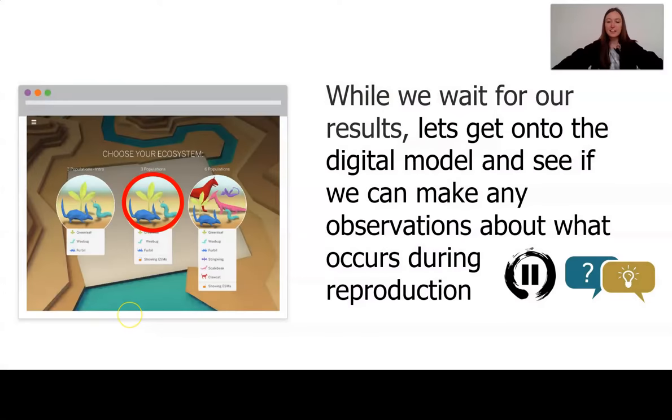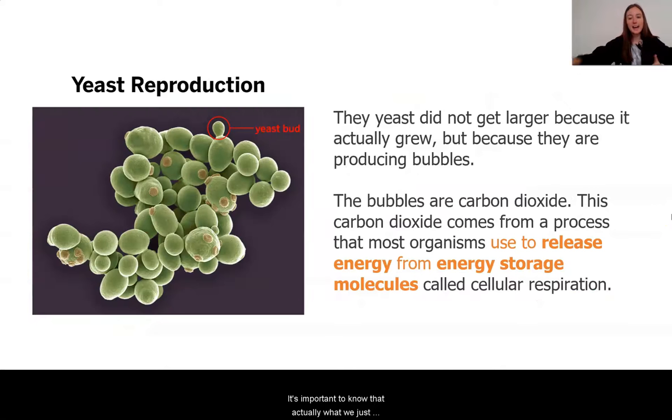Now, it's important to know that actually what we just observed is not because the yeast is getting larger because it's reproducing. The yeast is actually producing bubbles, which is causing the changes in the levels in the cups. The bubbles are carbon dioxide, and this occurs from a process called cellular respiration that we're gonna talk about in our matter and energy unit in our next unit. And this occurs when the yeast and other organisms are releasing energy from the energy storage molecules.